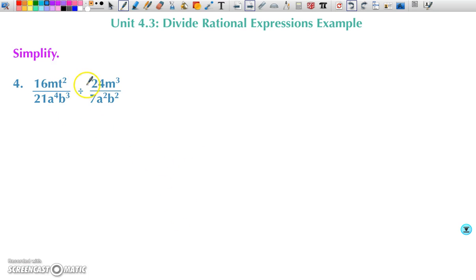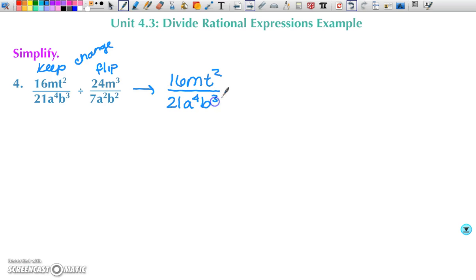All right, now number 4, because this is division, we're going to employ the rule of keep, change, and flip. So what that means is we keep our first fraction exactly the same as it already is. So I'm just rewriting it. We're going to change this to a multiplication sign, and we're going to do the reciprocal, so 7a squared b squared over 24m cubed. And so all I did was flip the second one, and you only do that because this is division. So now just multiply straight across.